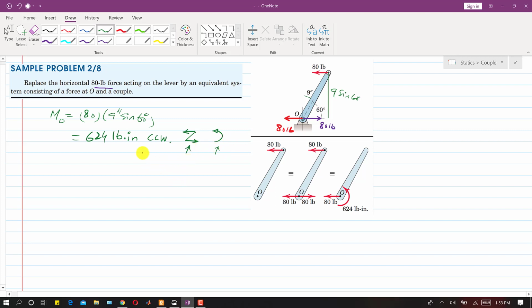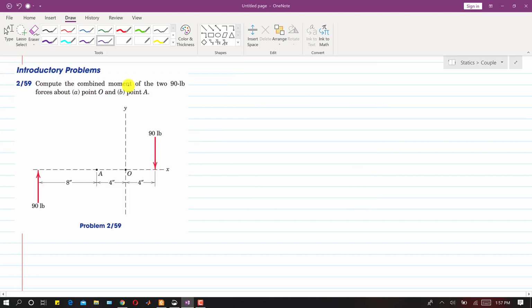And how will we represent this force couple system? We will represent it like this. So this will be the 80 pound force, and this will be the couple about O. So this is the equivalent force couple system for this given system.